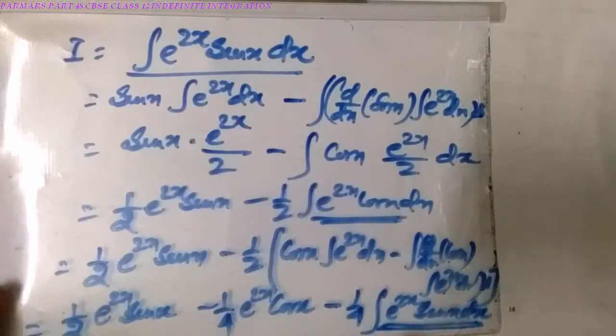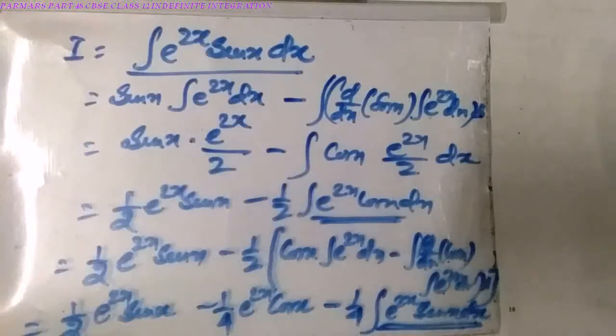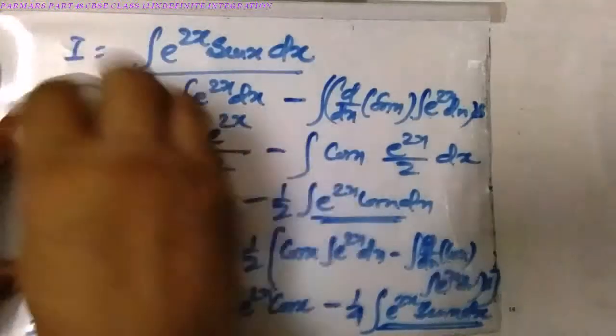Just write down here what this is: this is I, so write down I. Okay, so I am going to rub this one.